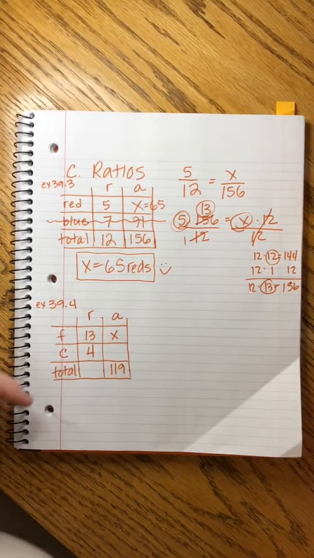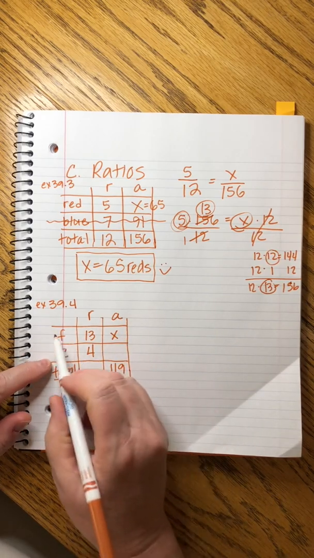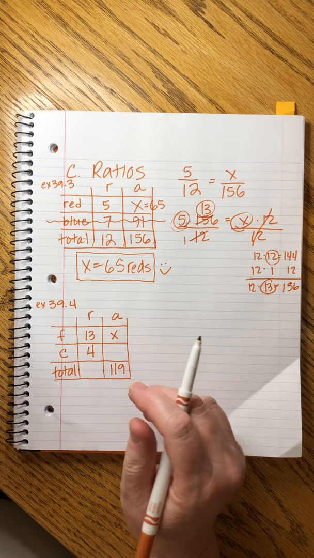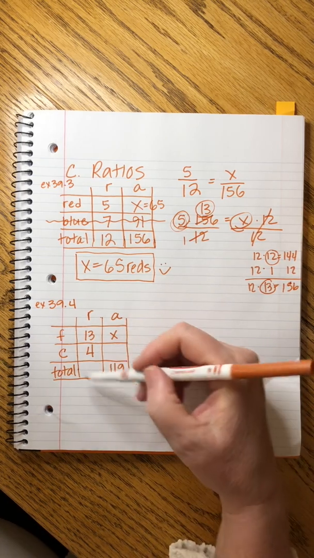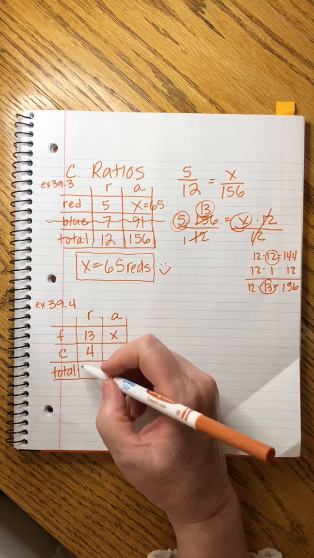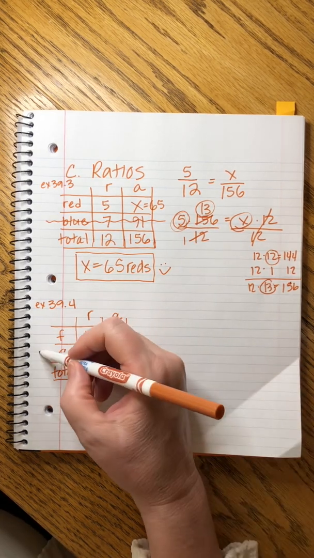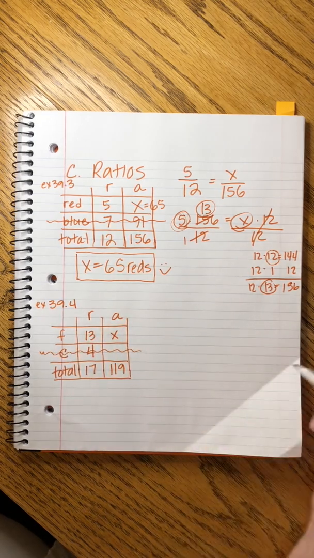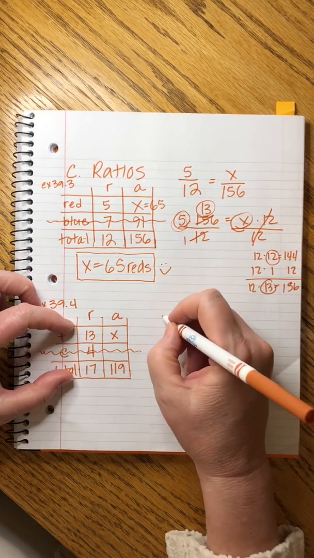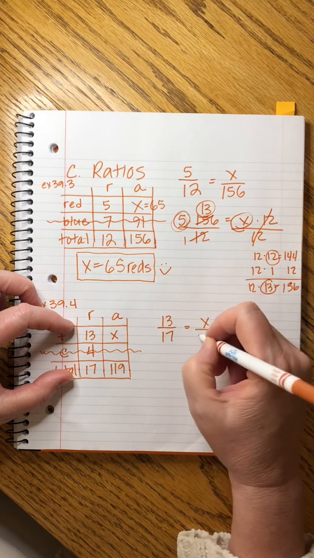It seems like in all of these problems, John's asking us about the top row. It doesn't matter. He can ask us about the first or the second, and we'll set the problem up exactly the same. We filled in the information. We put X for the question. All we need to do now is add our total for the ratio side, squiggle out the row we don't need, and set up our fraction. 13 over 17 equals X over 119.